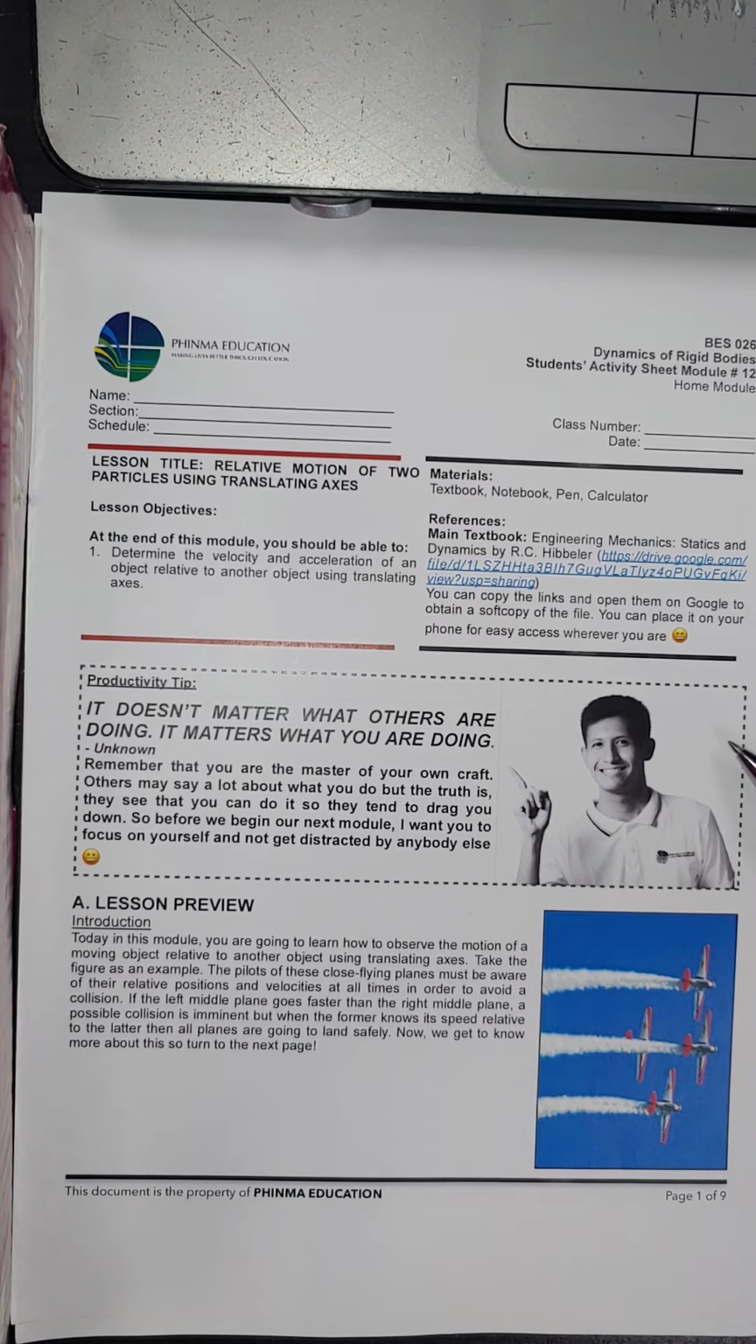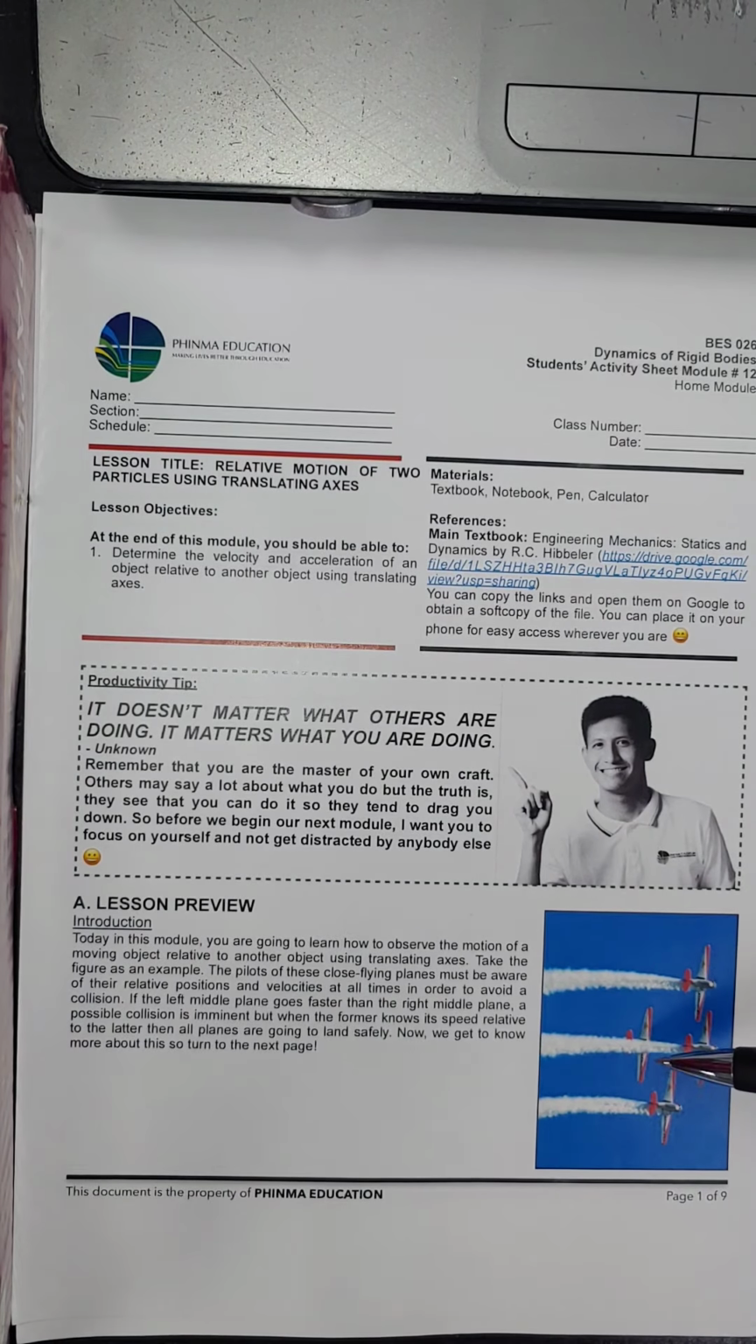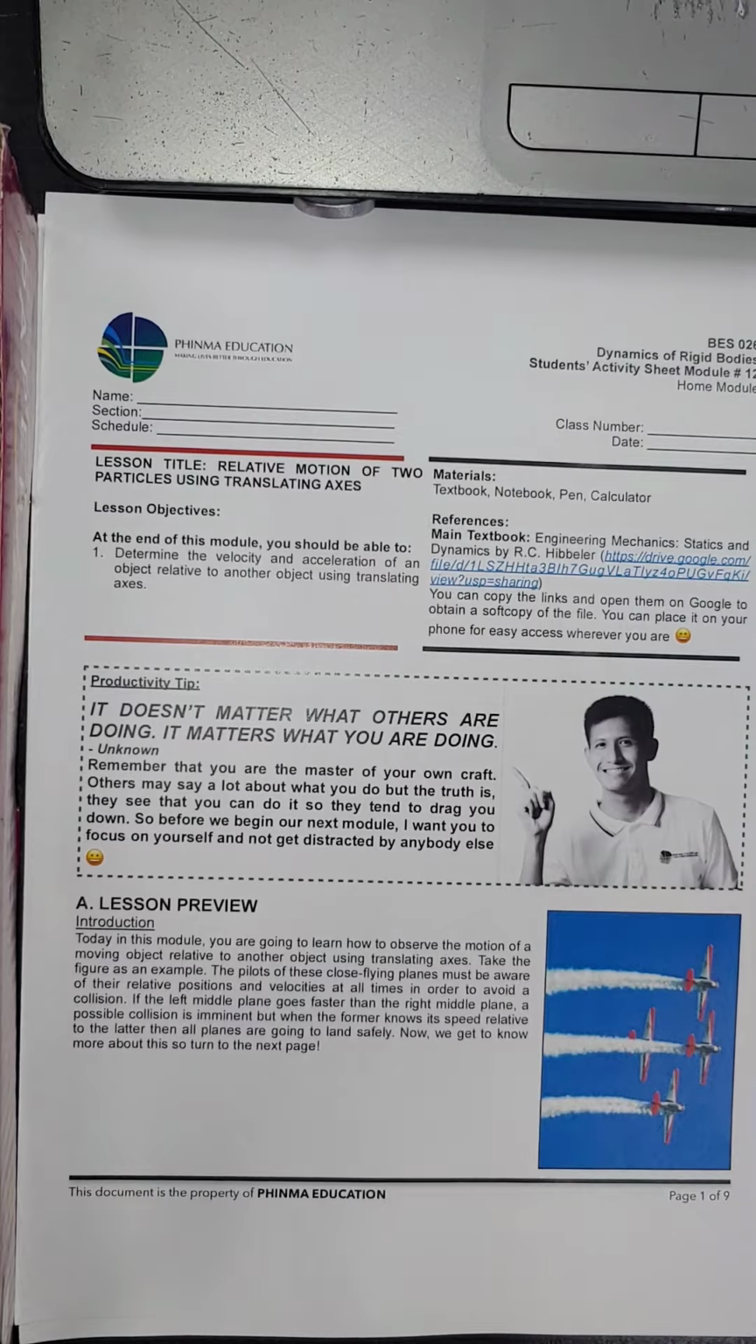Here, we are talking about the motion of two particles that are not dependent. They are not linked, unlike in the previous topic. So now what we are doing is this part is about particles free from each other, not connected, but their motion is relative. So what we use here is this translating axis.